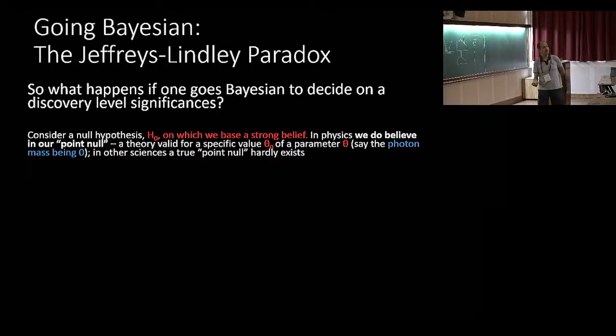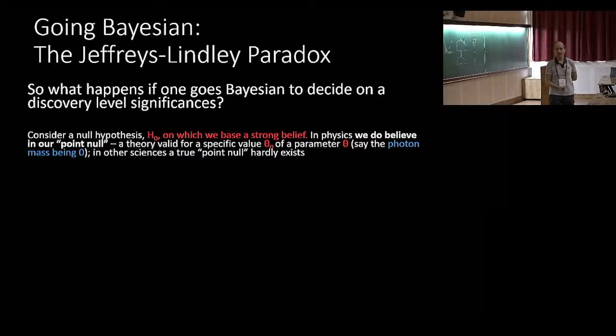So one asks the question, okay, but you are a frequentist, you are trying to evaluate this significance by doing your tail probabilities all along. Why don't you marry the Bayesian approach? Why don't you take a Bayesian standpoint? So what do Bayesians have to offer in exchange for the Z values? Let's consider a null hypothesis on which we base a strong belief, the standard model, okay? In physics, we do believe in our point null estimates. This is a simple point null estimate, a theory value that is valid for a specific value of a parameter. So the photon mass is zero, okay?